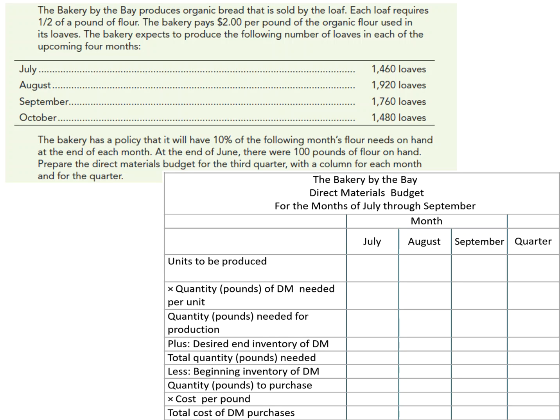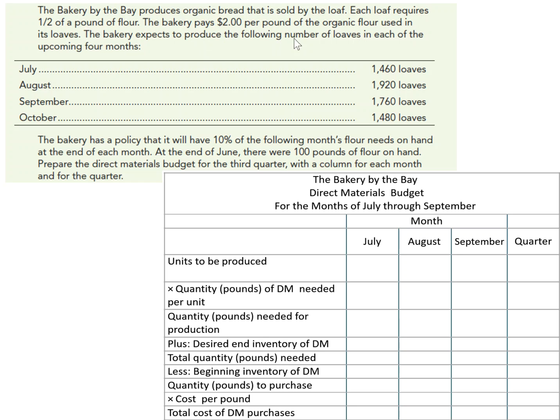Okay, let's look at an example of a direct materials budget. This says the Bakery by the Bay produces organic bread that is sold by the loaf. Each loaf requires a half a pound of flour. The bakery pays $2 per pound of the organic flour used in its loaves.